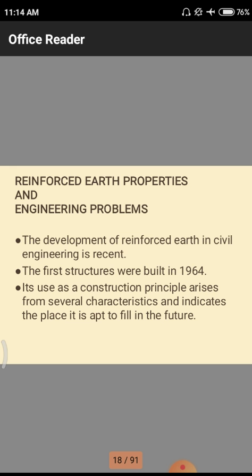Its usage as a construction principle arises from several characteristics. The total structure has several characteristics. It indicates the place is applicable to fill in the future. That means if we are constructing a road structure, the road structure has to be used for a long span of years, so the structure will have an application of this reinforcing earth.